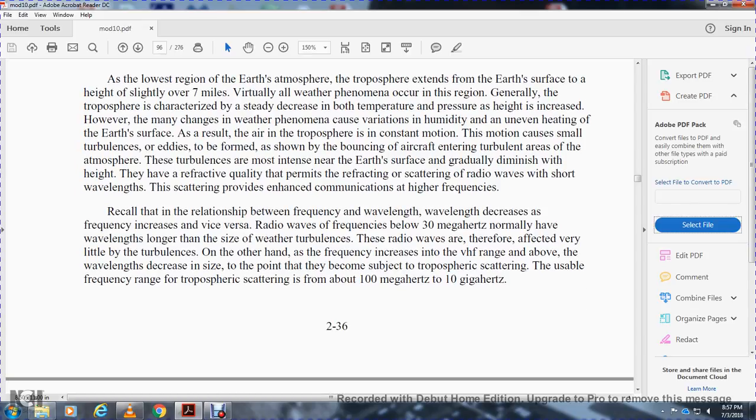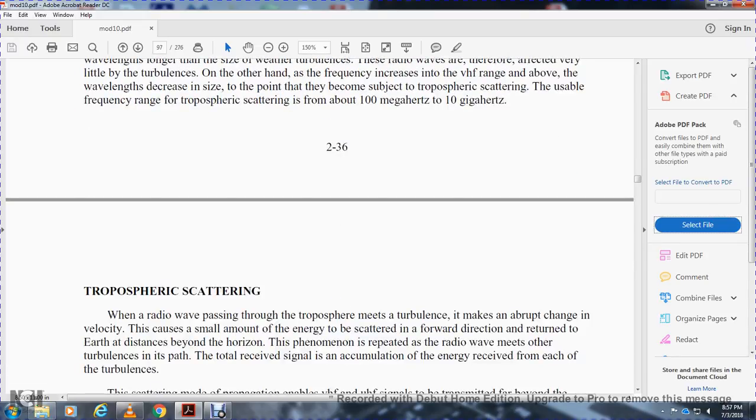Recall the relationship between frequency and wavelength. Wavelength decreases as frequency increases, and vice versa. Radio waves of frequency below 230 megahertz normally have wavelengths longer than the size of the turbulence, and are therefore affected very little by it. On the other hand, as frequency increases into the VHF range and above, the wavelengths decrease to the size of the turbulence, and tropospheric scattering becomes possible. The usable frequency range of tropospheric scattering is about 100 megahertz to 10 gigahertz.